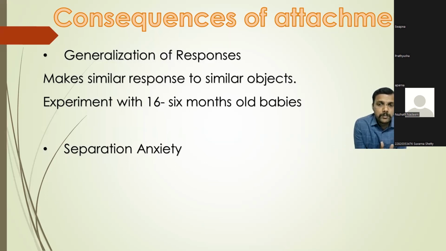But the other group, where they were not properly taken care of and there was no proper nurturance from one particular person, where different people used to come, just showed a neutral behavior. They did not react much to the stranger. So this is generalization of responses: they just thought that these are random people.